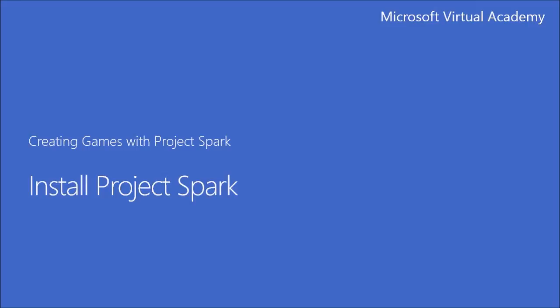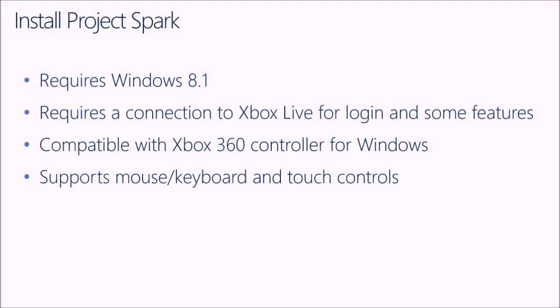So finally, you probably can't wait to get your hands on Project Spark. So we're now going to install it. To install Project Spark, you will need Windows 8.1. You will also need a connection to the internet. That's for a couple of reasons. First of all, you need to log into Xbox Live, which is your Microsoft account, which will be linked to it so that you can log in to Project Spark. To actually get Project Spark downloaded onto your computer, you go into the Windows 8 store.